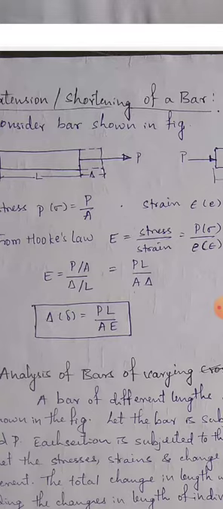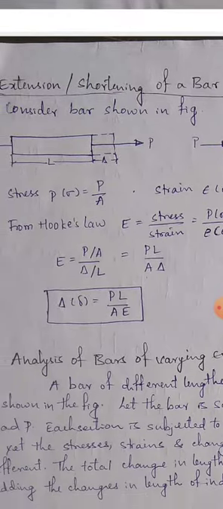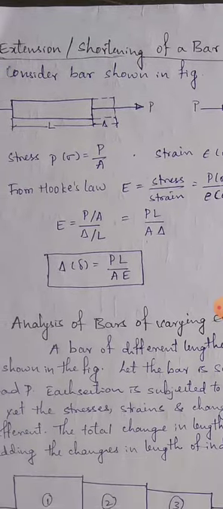Therefore, the extension of the bar element delta is equal to how much? PL by AE. P is load, either axial or compression. If it is axial, positive. If it is compression, minus. L is length of the member. A is cross section of the member, and E is Young's modulus or modulus of elasticity.